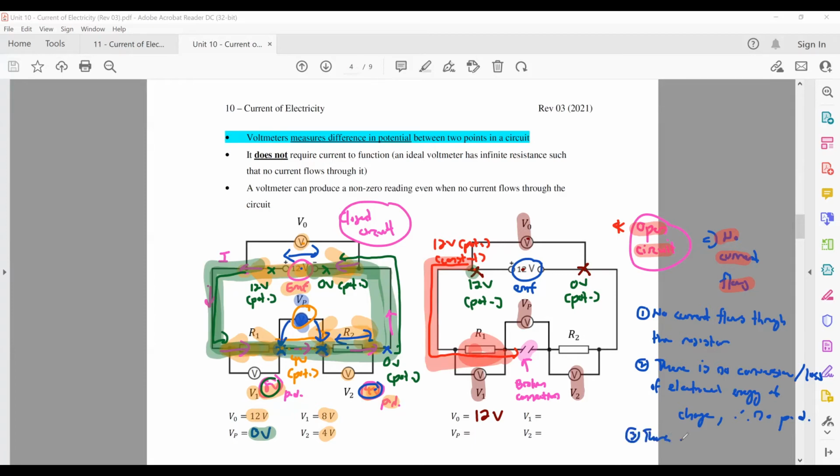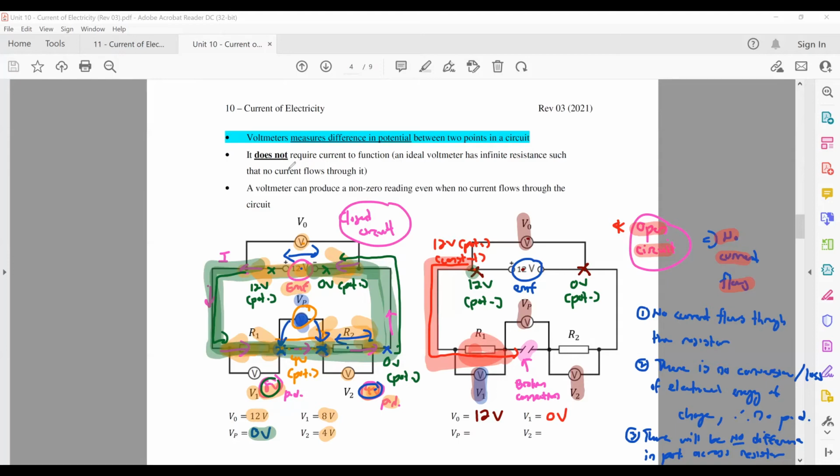There will be no differences in potential across the resistor. Okay, no PD, no differences in potential across the resistor. So now if we ask you what is the value of your voltmeter reading at V1, this will just be 0 volts. Okay.